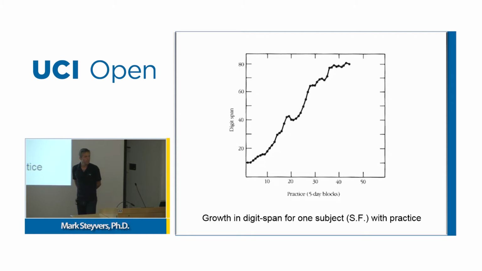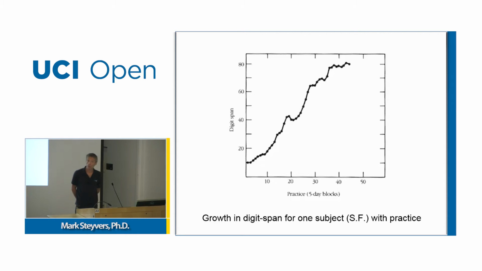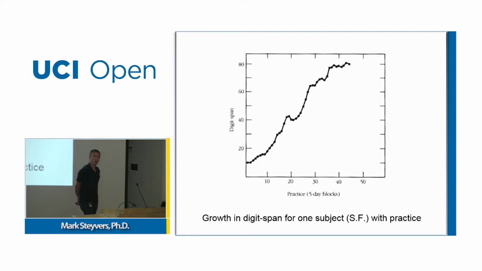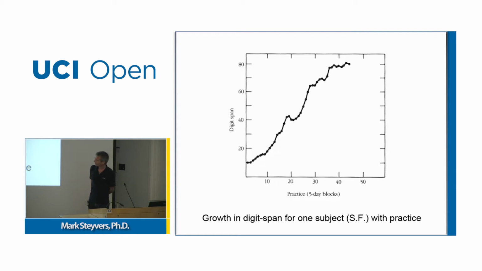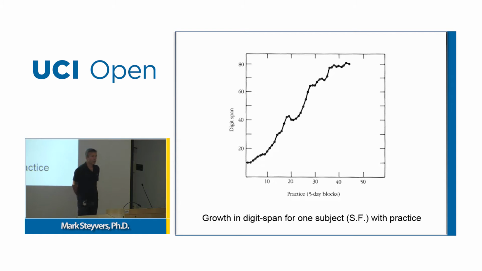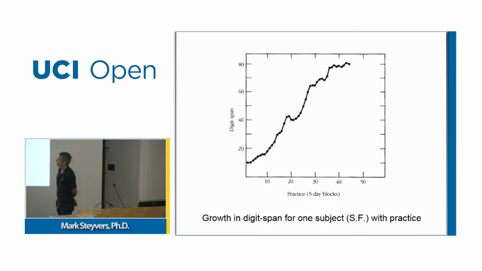Now, George Miller stated that you have 7 plus or minus 2 items that you can hold on to in short-term memory. But it's not quite clear what items represent. Are items digits, words? Is it something else? And as it turns out, you can actually increase your working memory span dramatically by training. Anybody can do this as long as they're motivated.